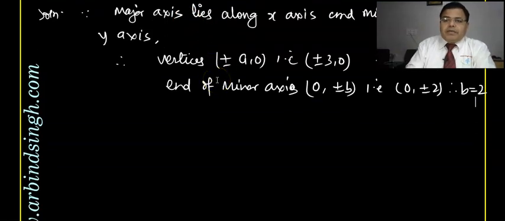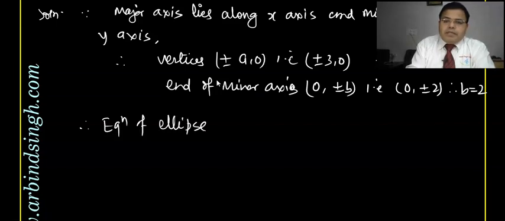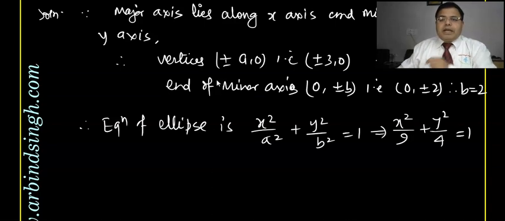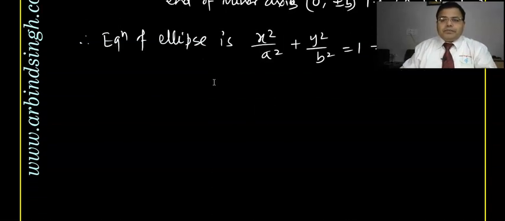Now the equation of ellipse is x square by a square plus y square by b square is equal to 1, which gives x square by 9 plus y square by 4 is equal to 1, and that will be the answer of this question. I hope you got it right.